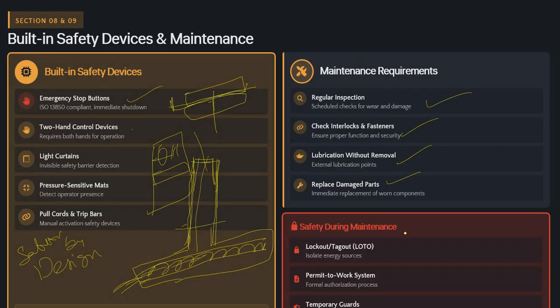And safety during maintenance. That mainly comes to LOTO. During maintenance go with LOTO, or LOTO 2, whatever your organization follows. And a formal work system for temporarily removed guards, because if you are removing the guards, then LOTO has to be applied and the formal system followed.